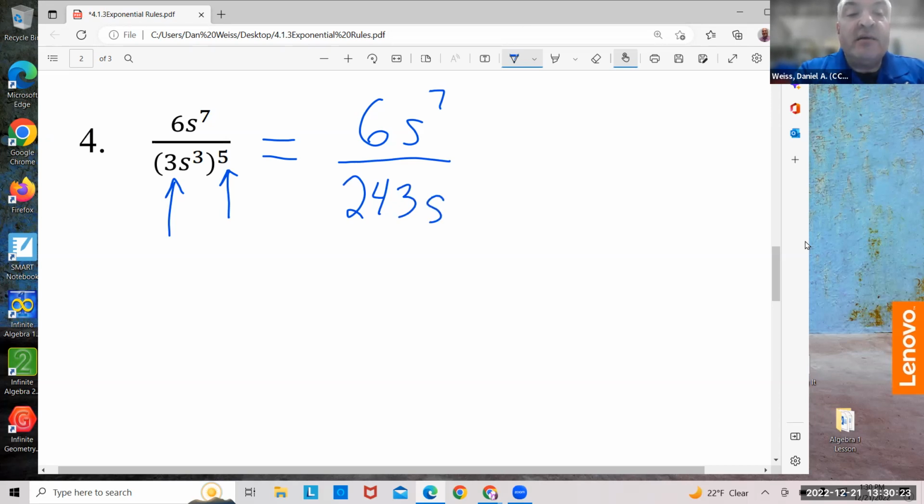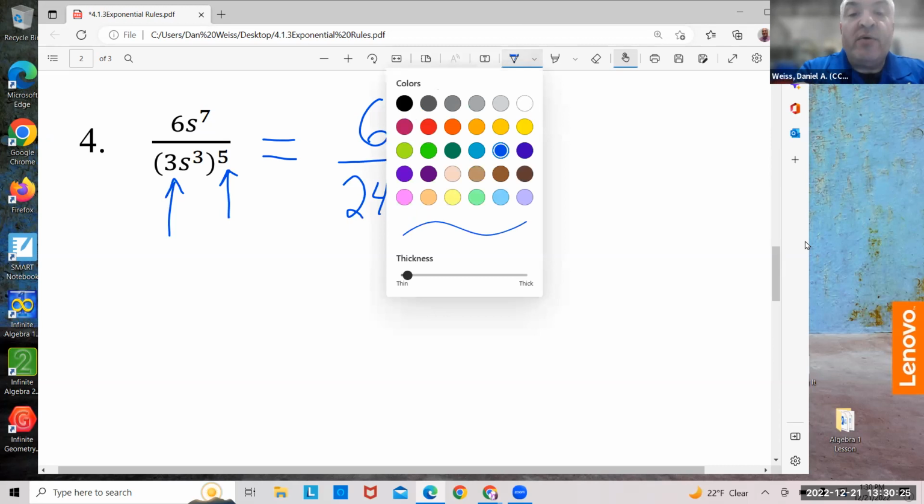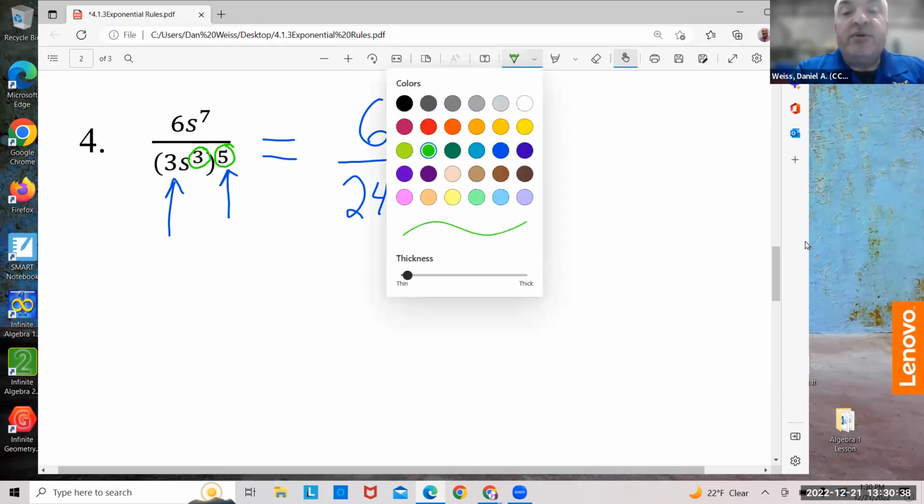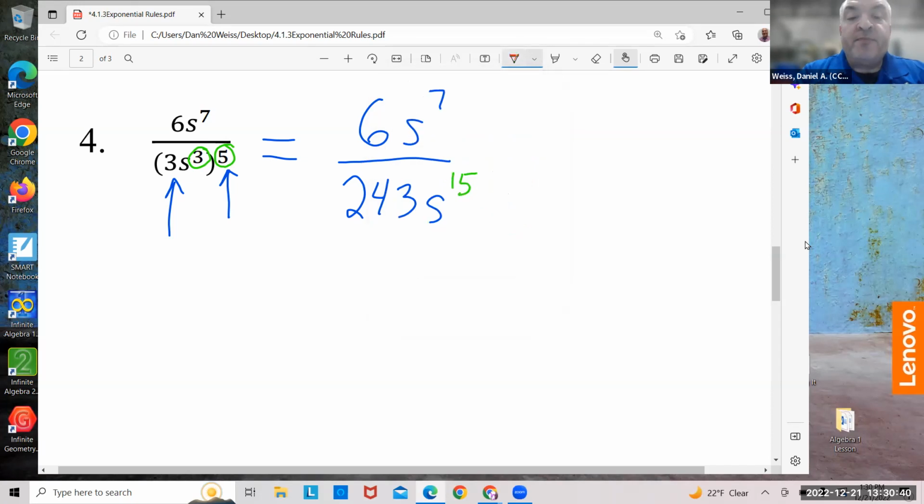S to the, wait a minute, what am I doing here? I'm going to take this 3 times this 5 makes 15, right? S to the 15th. Okay. Now we're going to simplify. All right. So 6 over 243.